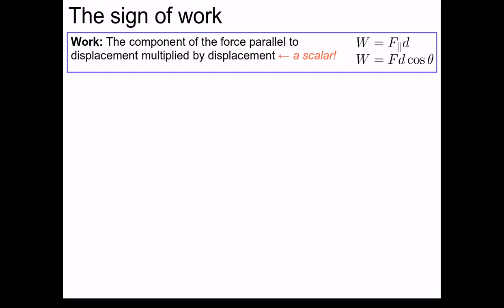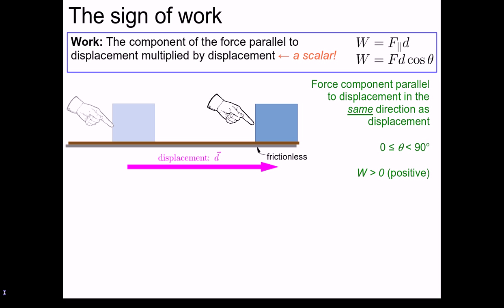So now we've got the expression for work, we've got the unit of work, let's talk about the sign of work. Work is a scalar. It doesn't have direction, but it can still be positive or negative. In this case, the component of the force parallel to the displacement is in the same direction as the displacement. The finger's pushing in the same direction the block is moving. So the angle between the force and the displacement is between 0 and 90 degrees, and the work is going to be positive.